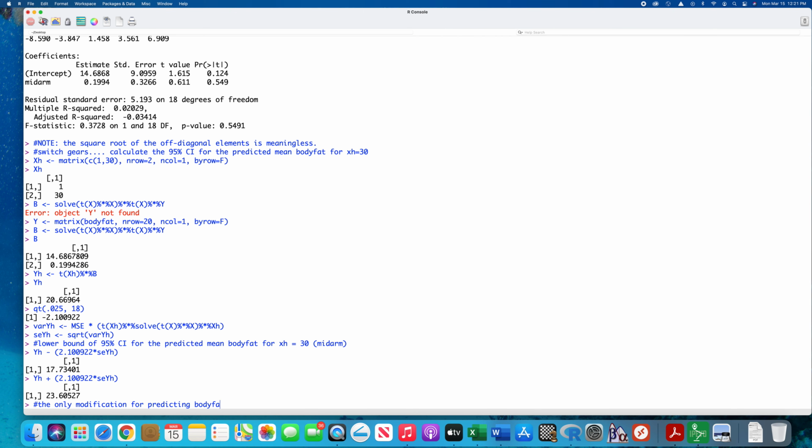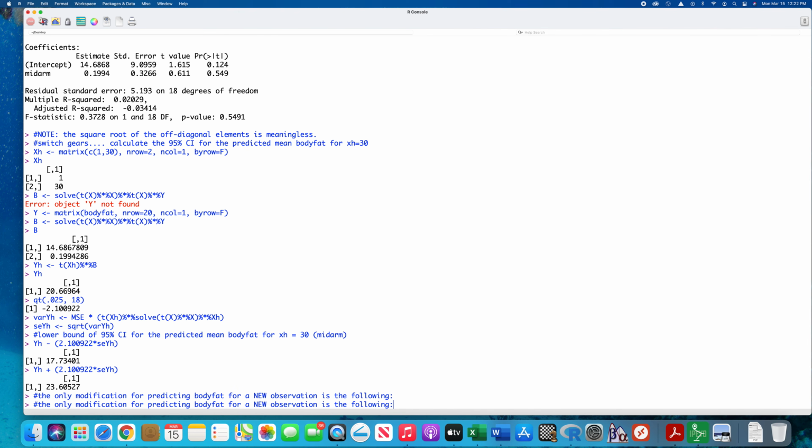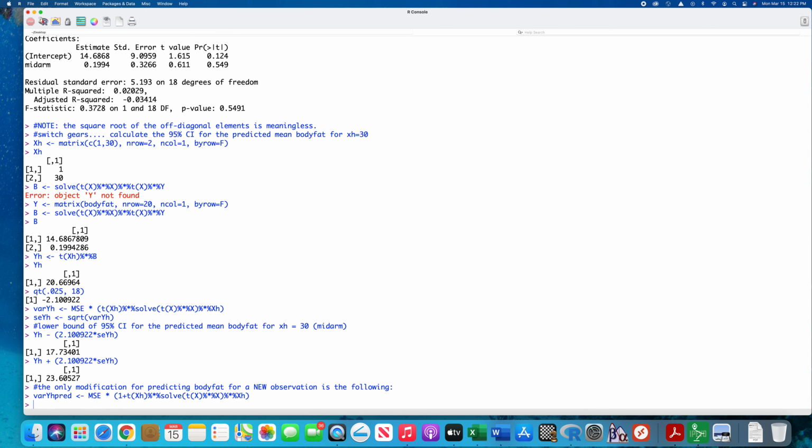Now, just for illustration, the only modification for predicting body fat for a new observation is the following. All I'd really need to do is go back up and get this, add a 1 there, and I get the variance for the prediction. Everything else is exactly the same. So I'm not going to waste your time. Well, it wouldn't be a waste of time. I'm just not going to go into that because I know you can handle that.